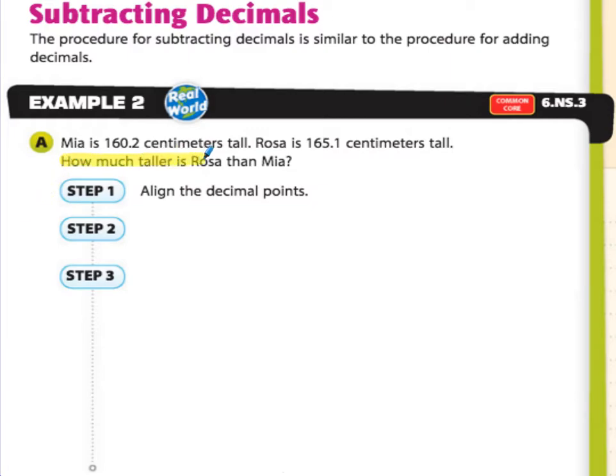So how much taller is Rosa than Mia? How much taller would have been my clue that I'm subtracting. Mia is 160 and 2/10 centimeters, and Rosa is 165 and 1/10 centimeters. So I line up my decimals. Okay, well, since Rosa is taller, Rosa will get listed first.